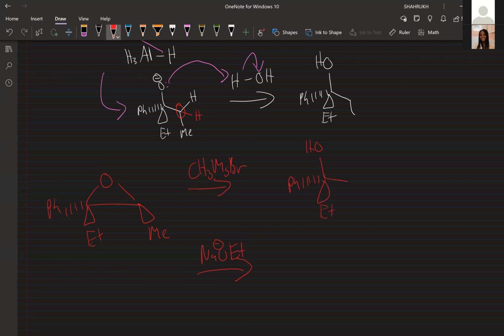Sorry about that. So this would be your final product here. And then here, you would actually have an inverted configuration. What did we attach here? OEt. So we could represent this methyl like this, right?